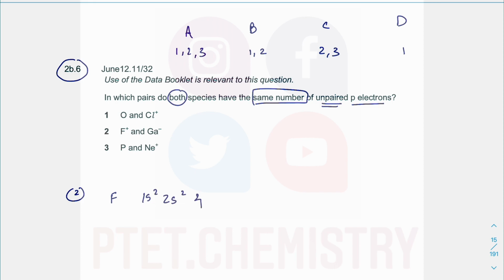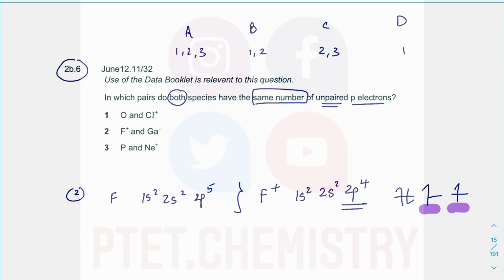1s2, 2s2, 2p5, because it's group 17, 2 plus 5, 7 outer shell electrons, all right? It's the fifth element in the p block, and it's in period 2, that's why it's the second shell, right? When you have F plus, you lose 1 electron, so it's 1s2, 2s2, 2p4. I'm just going to focus on the p subshell because we are concentrating on number of p electrons. So 1, 2, 3, 4, because this is F plus. These are unpaired, all right? So the number of unpaired electrons there is going to be 1 and 2.